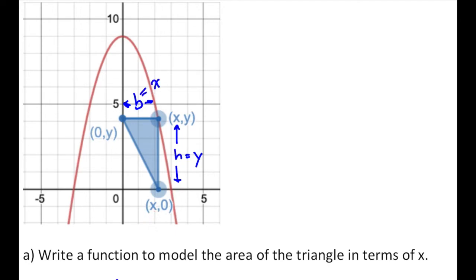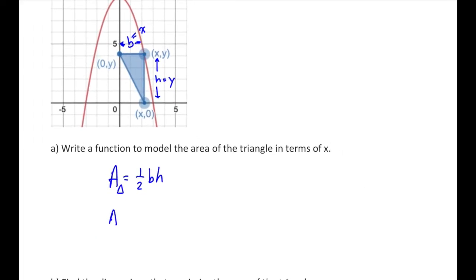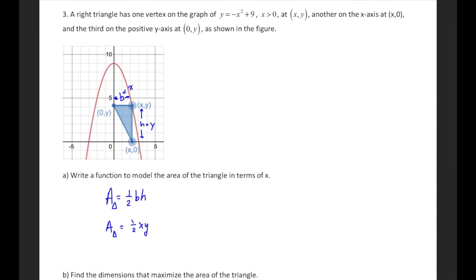Now, since we are on a coordinate plane, I can take my area of my triangle and rewrite that as actually 1/2 x times y. But just like the last problem where we were finding the area of the partition field, we have this in terms of two variables. We need this only in terms of one variable. So we need some way of connecting x and y.